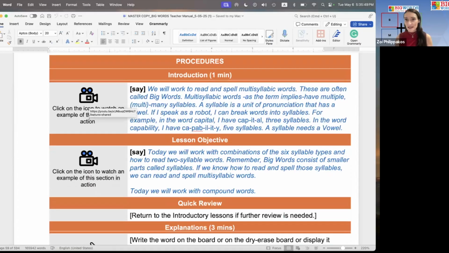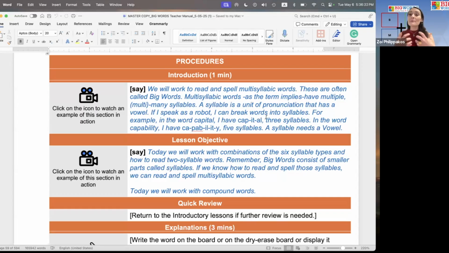The language will be exactly the same. We will work to read and spell multisyllabic words. These are often called big words. Multisyllabic words, as the term implies, have multiple, many syllables. A syllable is a unit of pronunciation that has a vowel. If I speak like a robot, I can break words into syllables. For example, in the word capital, I have cap-i-tal, 3 syllables. In the word capability, I have ca-pa-bil-i-ty, 5 syllables. A syllable needs a vowel.